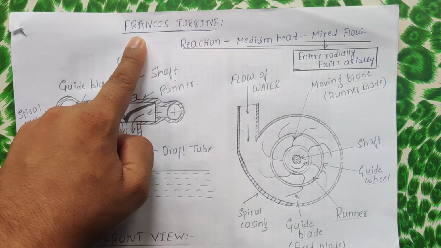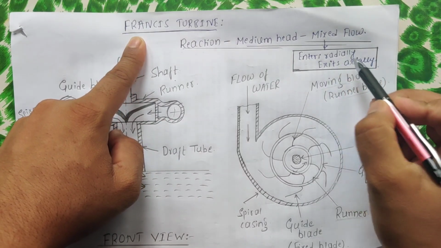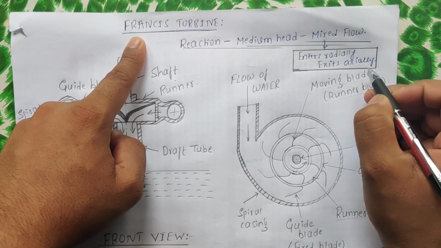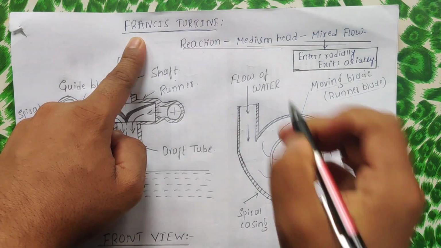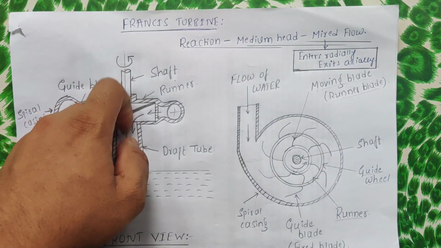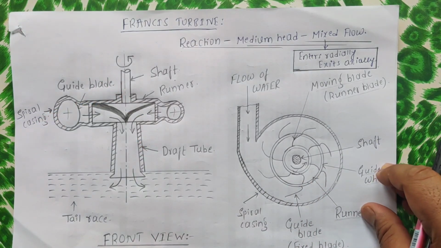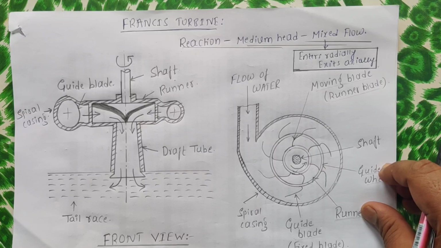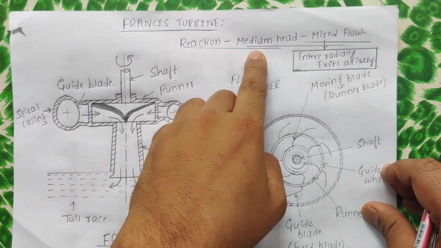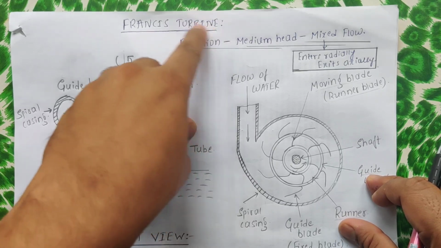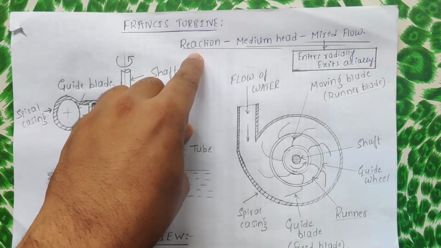In case of Pelton wheel turbine, the water used to hit the turbine blades tangentially, right? Here, the water hits the turbine blades radially and exits axially. So that is why it is a mixed flow turbine, and it is medium head. That means the water falls on the turbine blades from medium heights. In case of Pelton wheel, in the previous case, it was high head. That means the water used to fall on the turbine blades from higher heights, but here it is medium head. That means medium height, and it's a reaction turbine. The concept of reaction, we'll explain in this turbine.